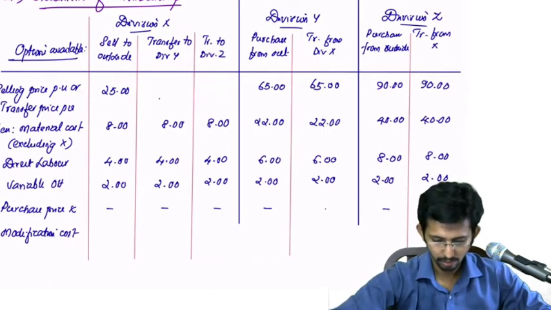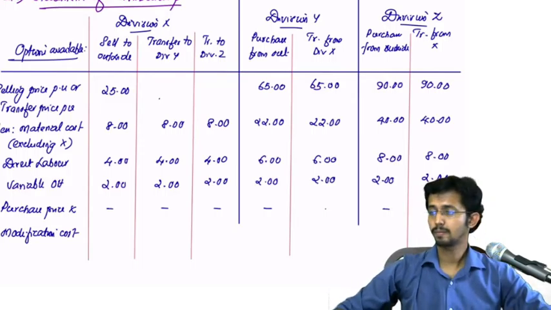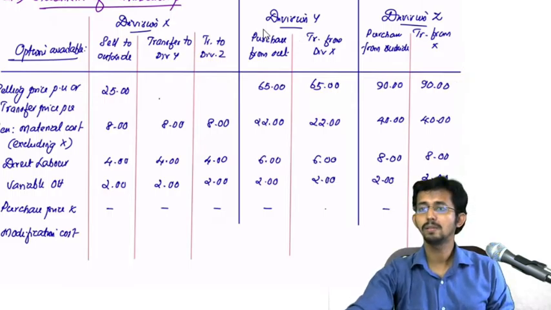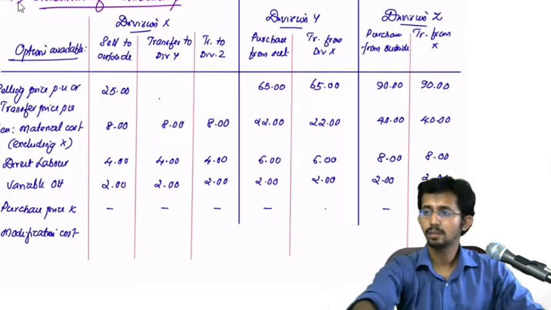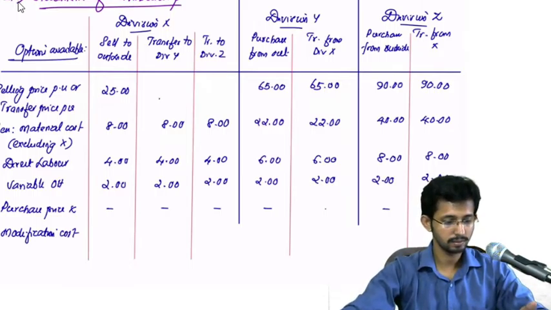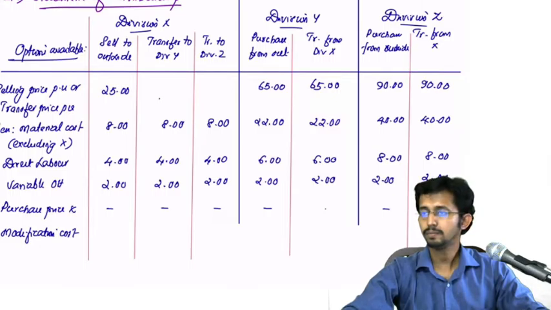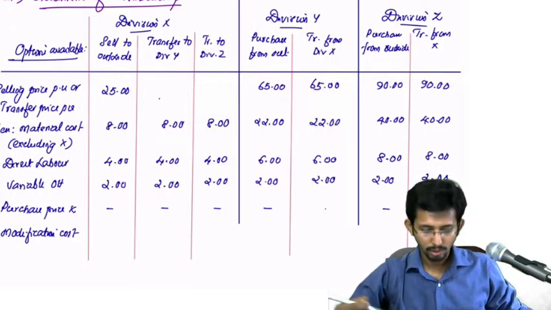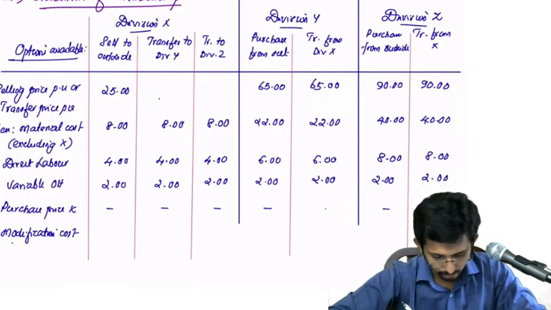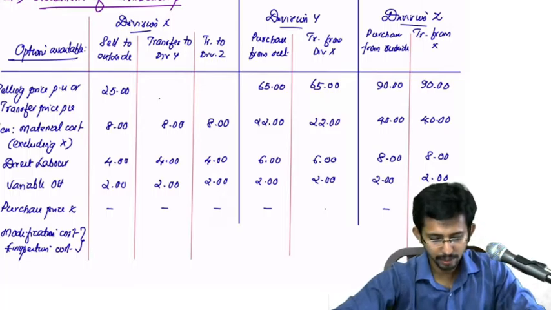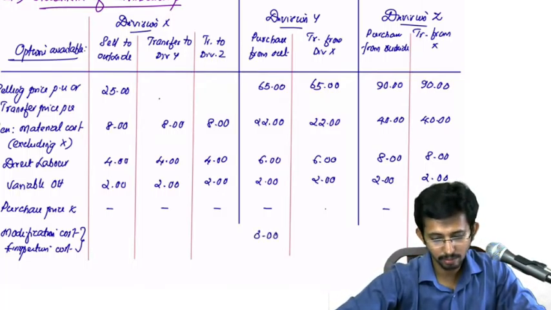Okay, so here I am writing it. Right, so modification cost in case of division Y, if it is purchased from outside, modification plus inspection cost will be 3 rupees here, then here it will be 2 rupees.